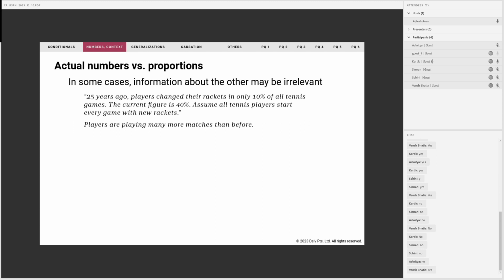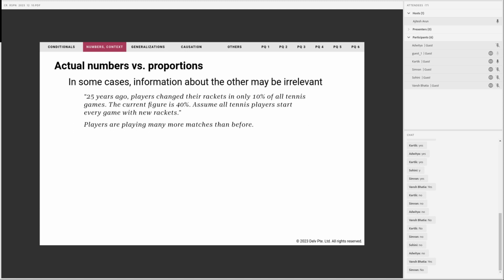So, Ajitesh here, what happens is probably now there are many more players who are playing tennis than the number 25 years ago. So, we cannot really conclude that players are playing many more matches. Probably there are many more players than 25 years ago. So, we need absolute numbers in order to completely infer this statement.